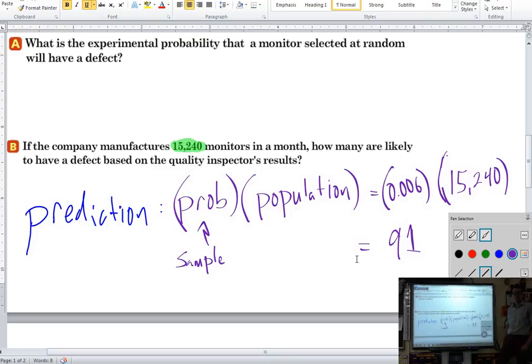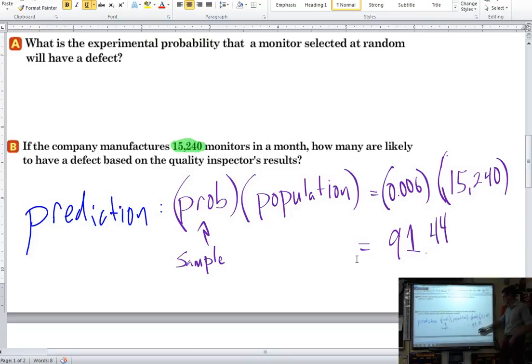No, but what's the physical number? 91.44 is what you get. But it's asking for how many are likely to have a defect. So would you assume 92? You want to overestimate instead of underestimate. It's a physical thing. No, it'd still be down because it's still more likely to be 91. Right. This is one of those situations where there's not a right or wrong answer based on what your math teacher tells you. That would be situational.